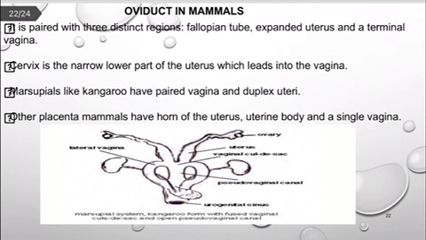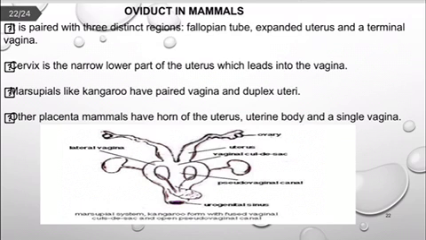Oviduct in mammals, let me talk about it now properly. Oviduct in mammals. Right here is an illustration of the oviduct in mammals. Just the way it is in mammals, it's illustrated here. The oviduct in mammals is paired.